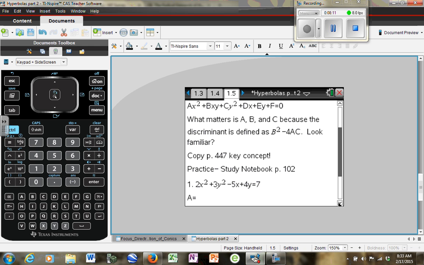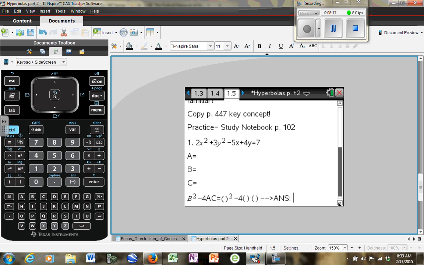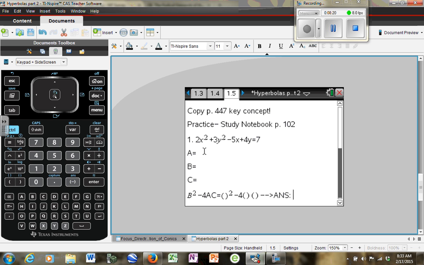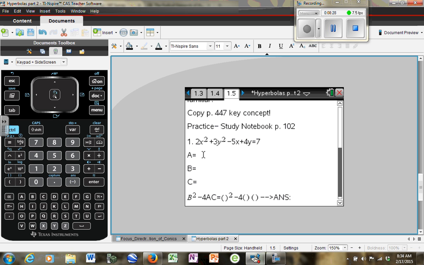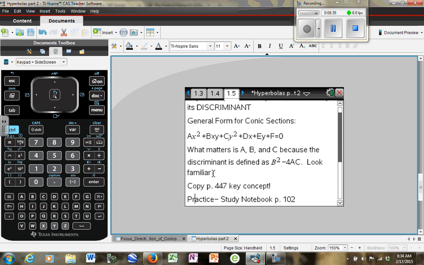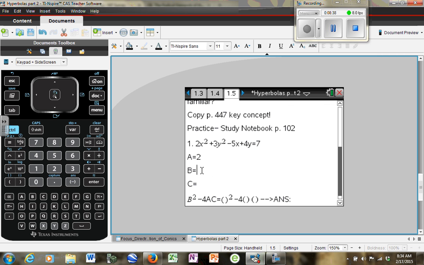So here's the first one. This comes out of your study notebook, and the other three will be in here too. We look at this and we say, what's A? A is what goes in front of x squared, so A is 2. B is what goes in front of xy. You see any of that? No, I don't either. So that means B is 0. And C is the part that goes in front of y squared. So C is 3.